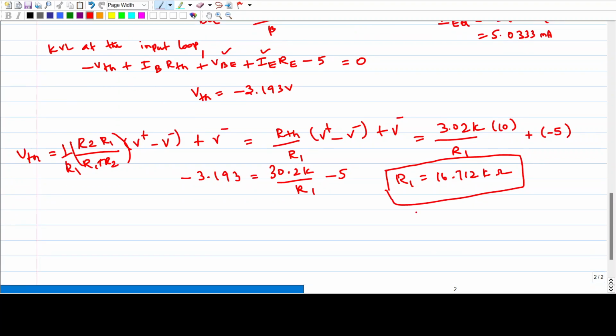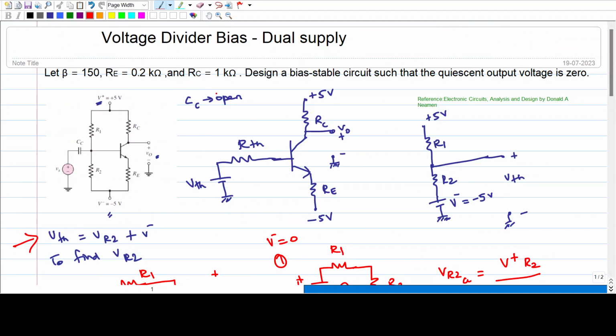After calculating R1, we know that R1 R2 divided by R1 plus R2 is equal to 3.02 kilo ohm. Now we know R1. Substituting this, we can find R2 as 3.685 kilo ohms. So we have got both R1 and R2. So we have solved this problem. The question asked us to design a bias stable circuit, that is, to find the values of R1 and R2, which we have completed.